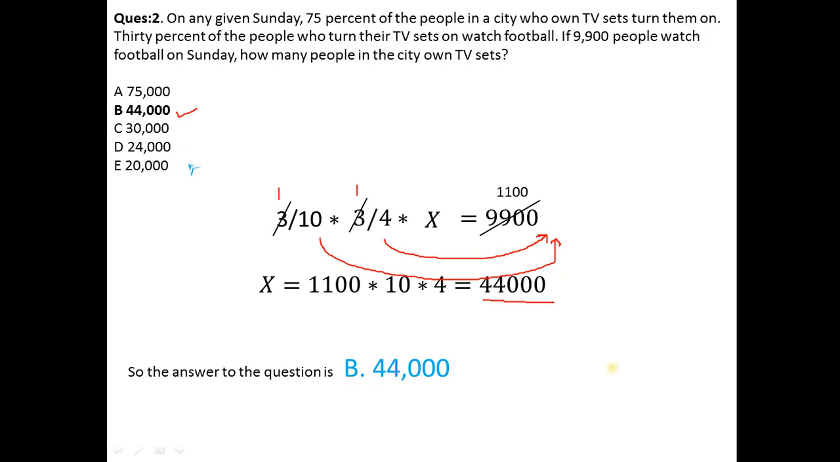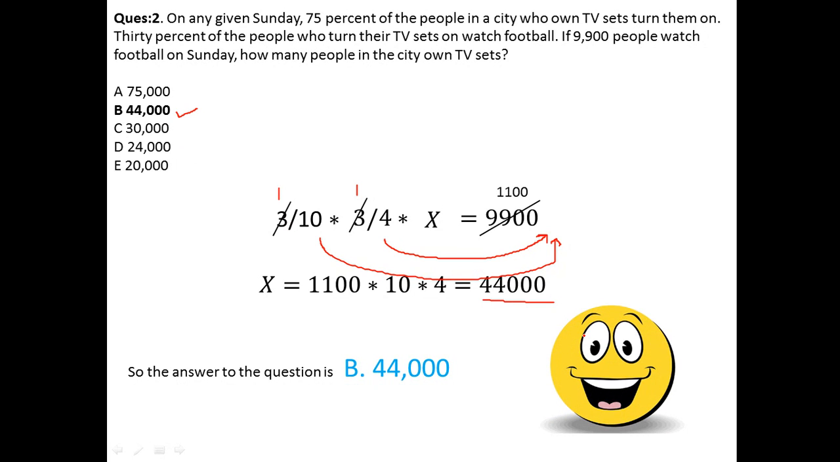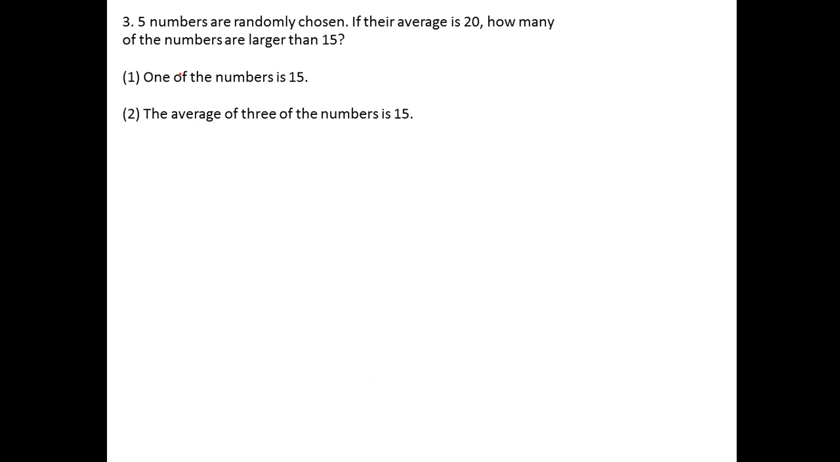All right. So again, this is the happy guy who was able to solve the question, and the answer was option choice B, 44,000. Let us move further and have a look at question number 3. Now we arrive at a data sufficiency question. Right? So the question statement is 5 numbers are randomly chosen. If their average is 20, alright, I'll underline it because this is an important point. How many of the numbers are larger than 15?